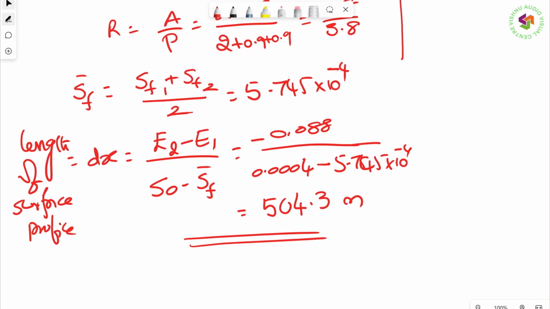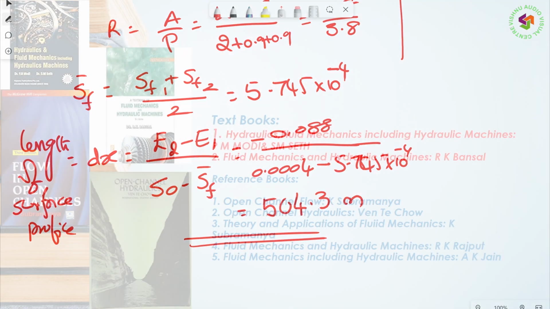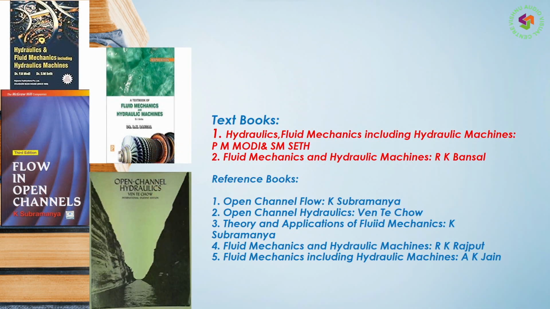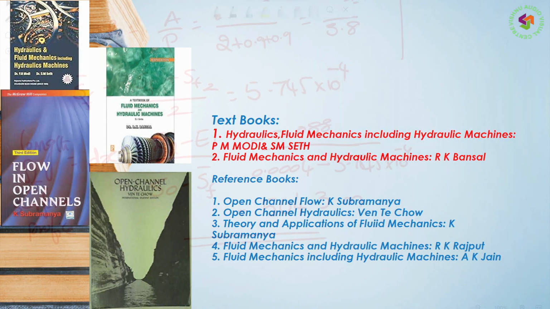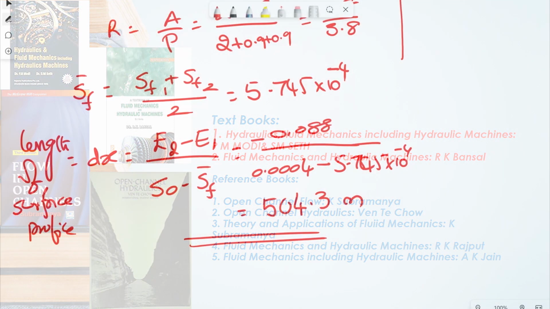So this is the problem often given for the length of the surface profile. Apart from this, for some other problems, such as how to find dy by dx and the water surface slope, I have already given them in the notes, so please check them.